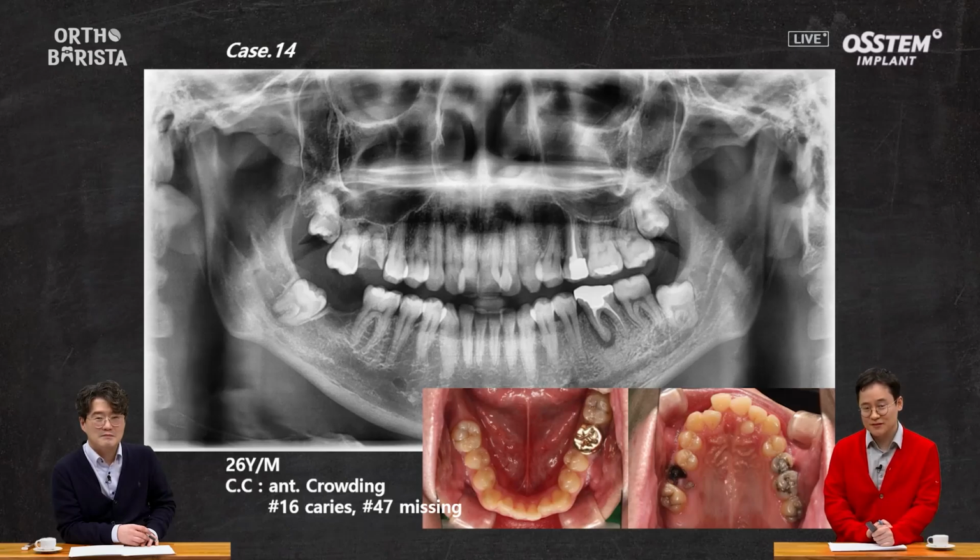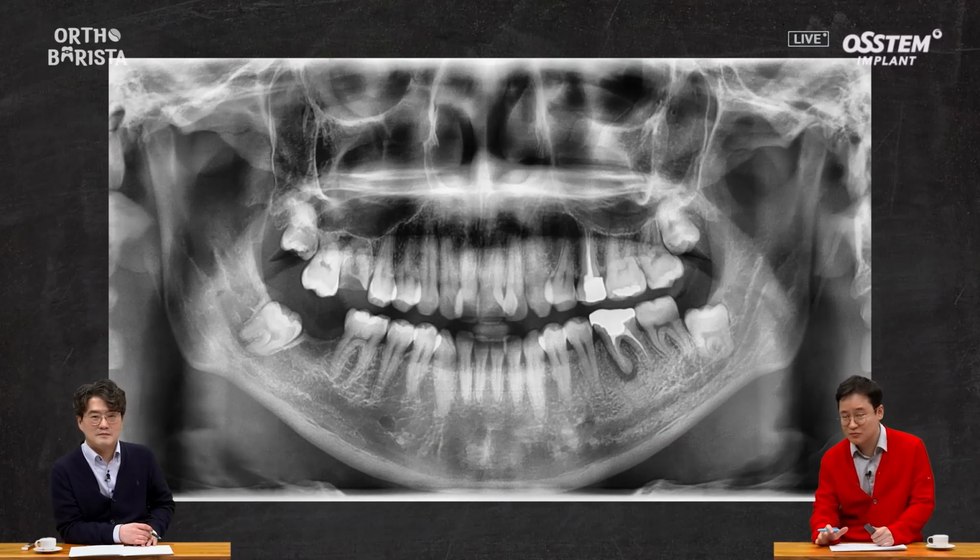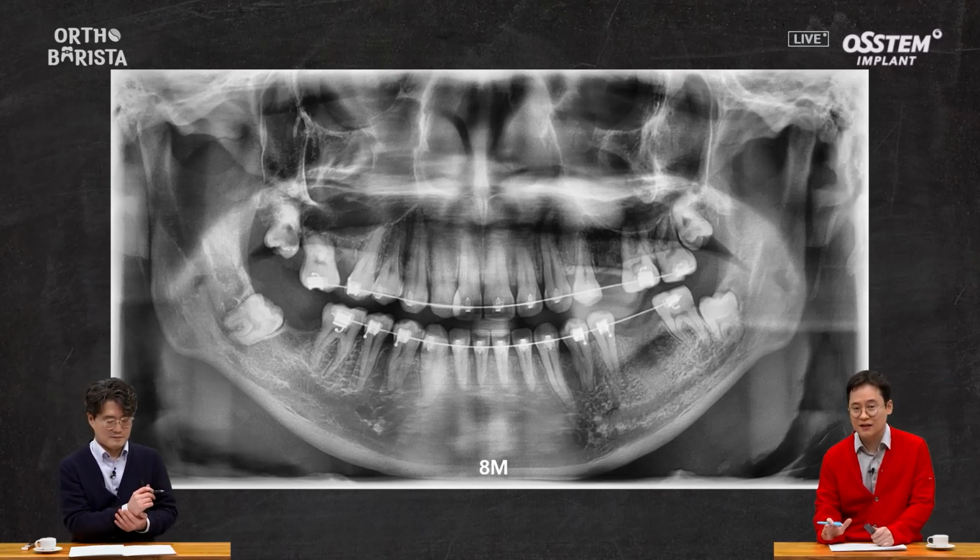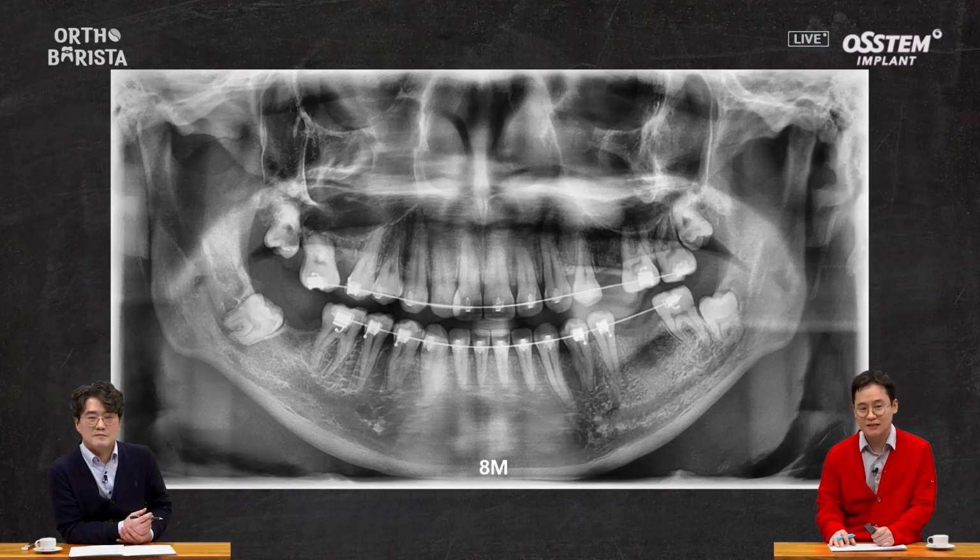Let's take a closer look at this case. There were some issues, and the crowding in the front teeth was severe, especially in the maxilla. One premolar in the maxilla was extracted. After extraction, the treatment progressed. During the first 8 months, the patient was unable to visit frequently. Initially, the focus was on relieving the maxillary crowding.